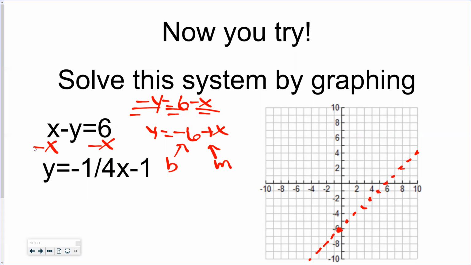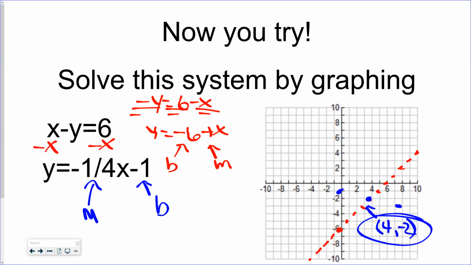And on the opposite end, I have a negative 1 y-intercept, and then negative 1/4 for my slope. Okay, right here, I see my intersection, my solution is going to be 4, negative 2. All right, guys, we're going to finish this in part 2 of this video.